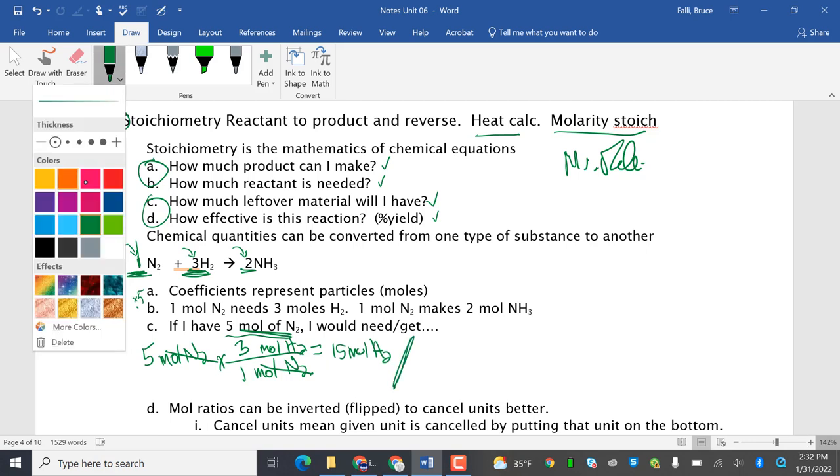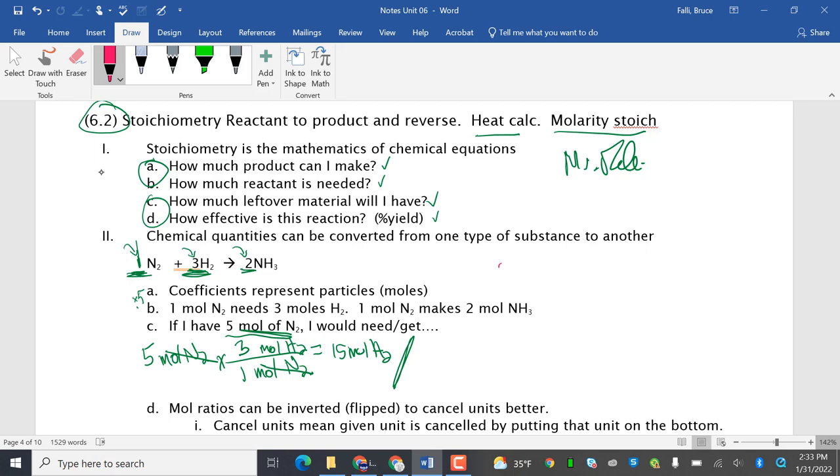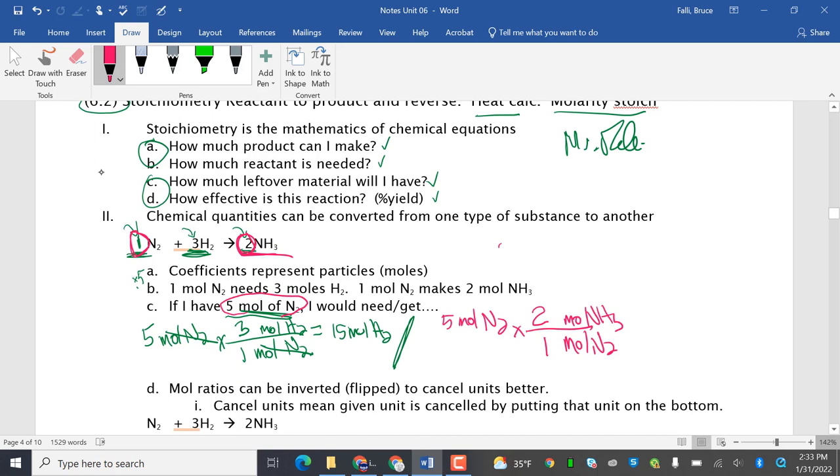Let's do another, in another color. Same thing, I have 5 moles of N2, but this time I'm going to convert into NH3. So I don't want moles of N2 anymore. Now I want to get into moles of NH3. I need a relationship between the two. I get 2 from 1. 5 times 2 is 10 moles NH3.